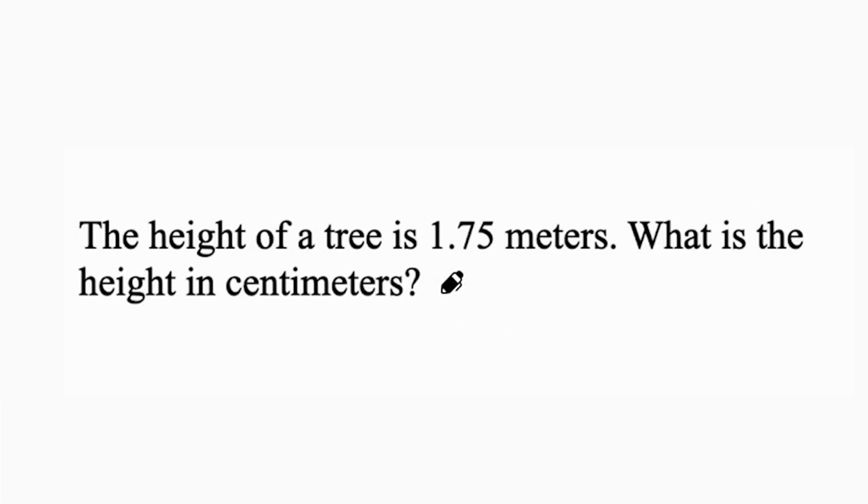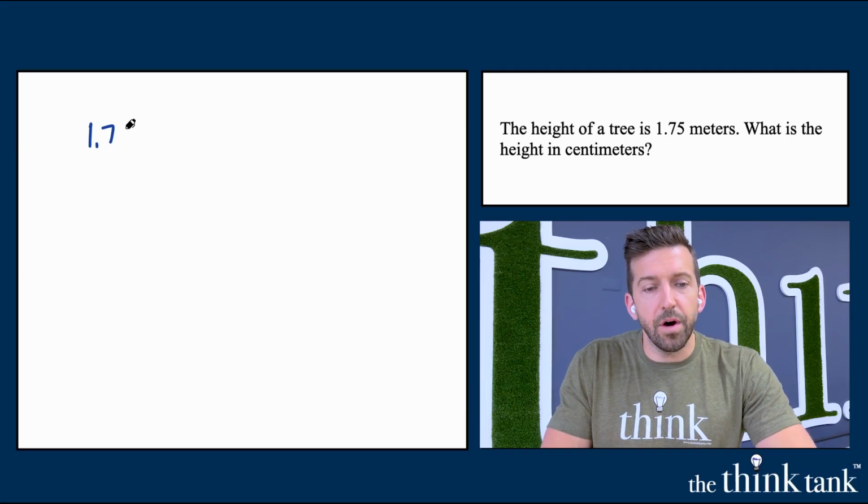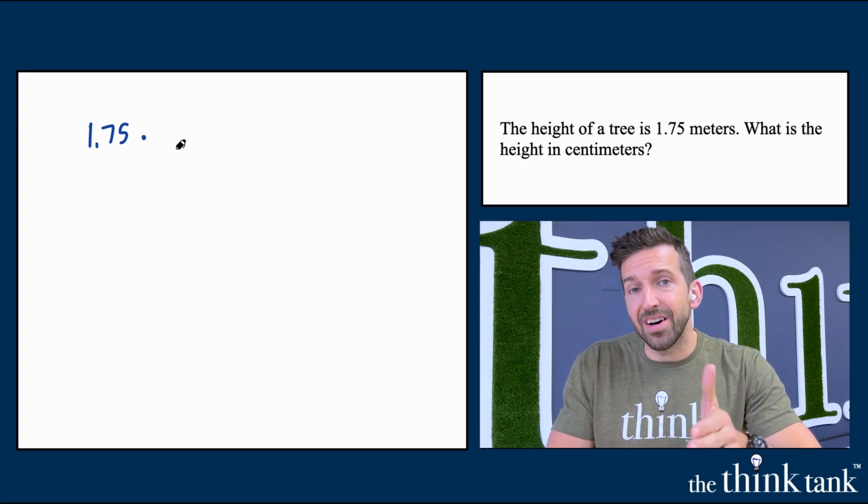So how many centimeters are in a meter? 100. So if I have 1.75 meters and each meter is 100 centimeters, I need to multiply this by 100 to figure out how many centimeters there are. So let's do that. Remember, when I multiply by a power of 10, all I have to do is move the decimal over one time for every zero. So I have two zeros in 100. Therefore, I can move the decimal 1, 2 times. And that's the same thing as multiplying by 100.